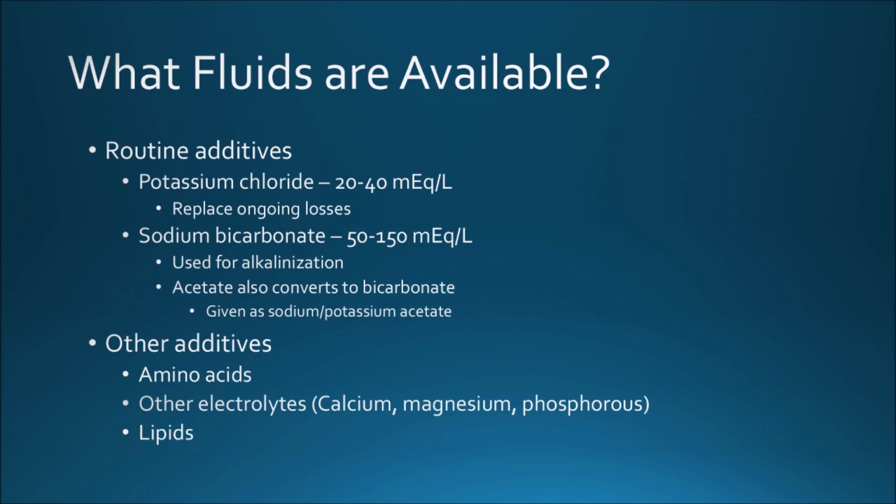Sometimes you'll see things like potassium phosphate. That's good because that helps provide a little bit of phosphate. Sometimes you see potassium acetate. Lots of different varieties there. But usually KCl is going to be the most common one you're going to run into, right?